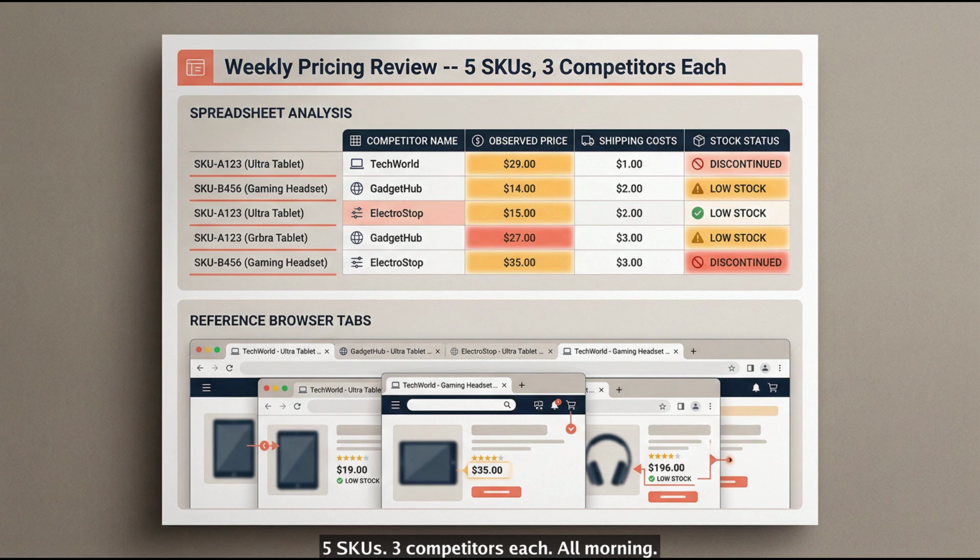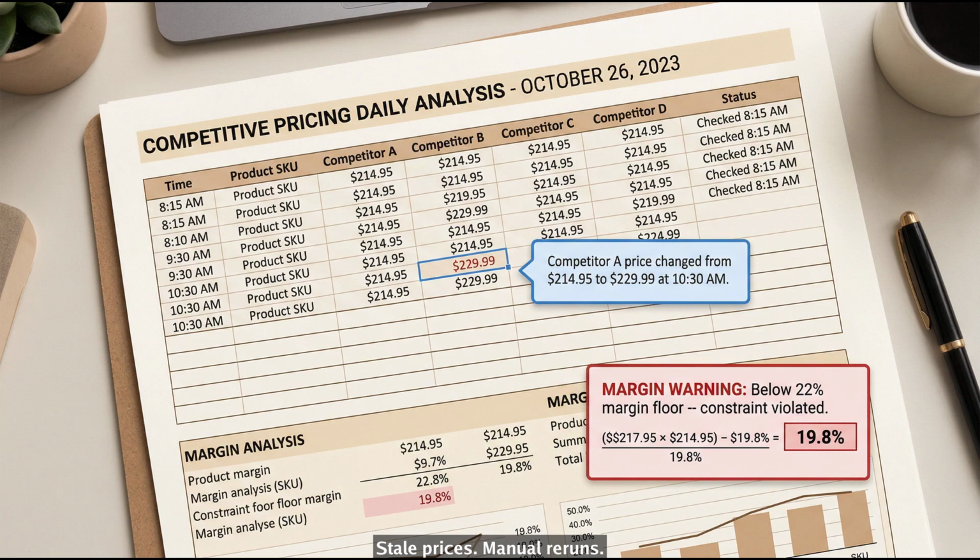One SKU takes 30 minutes. The full catalog takes the entire morning. By the time the last SKU is done, the first competitor's price has already changed. She is optimizing against a snapshot that expired 2 hours ago.